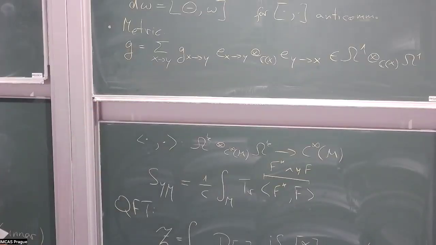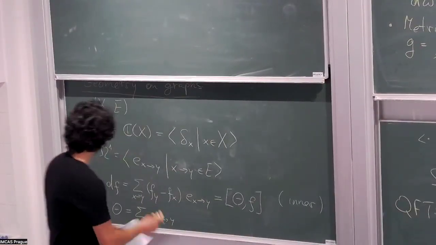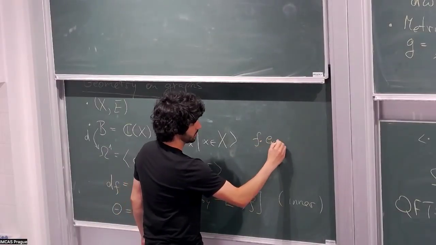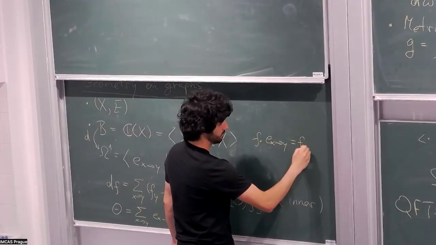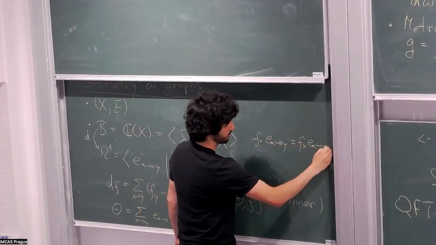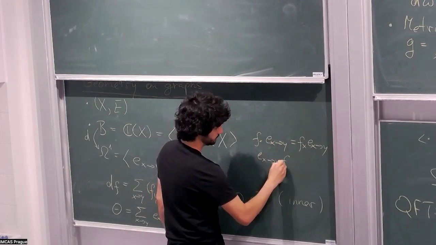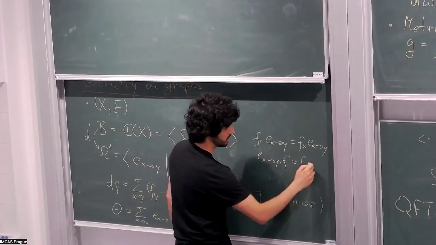And I forgot to tell you here the module structure of omega-1. So here the module structure of omega-1 would just be f. When you multiply it from the left with the basis vector, you just get f evaluated at x, so f evaluated at this first point, and when you multiply it from the right, you get just f evaluated at the end.